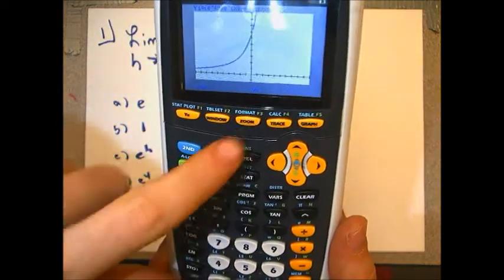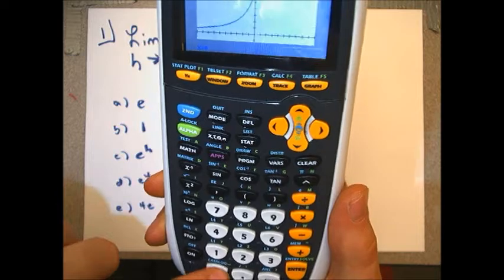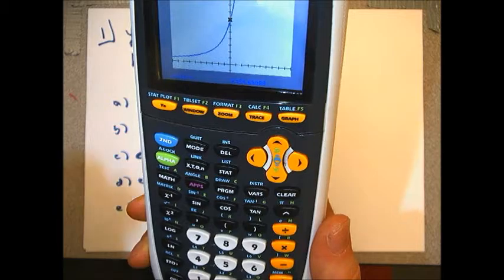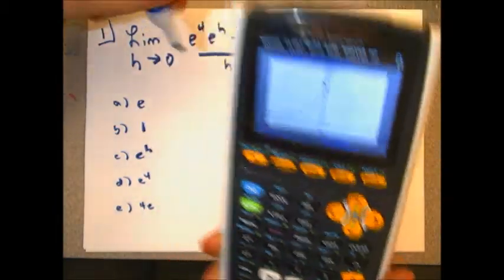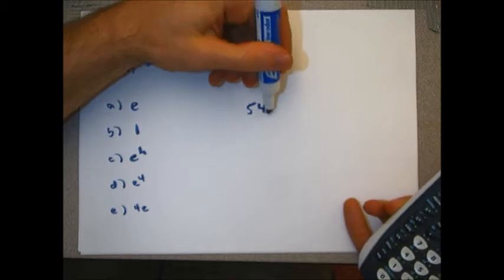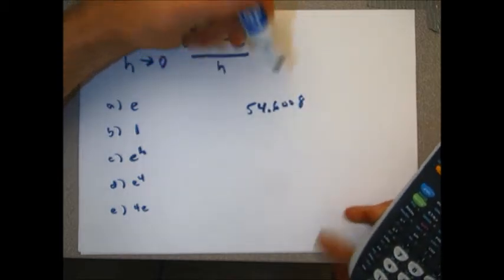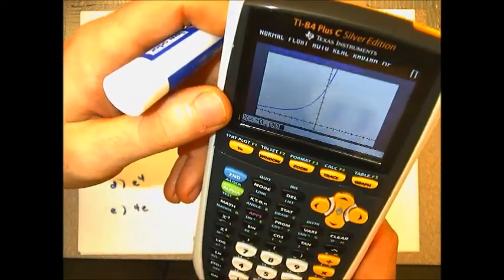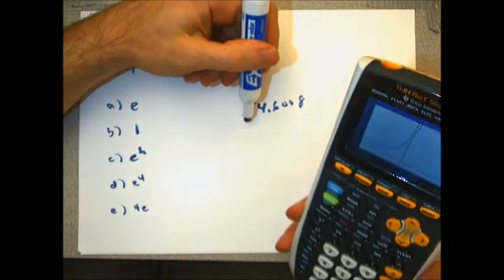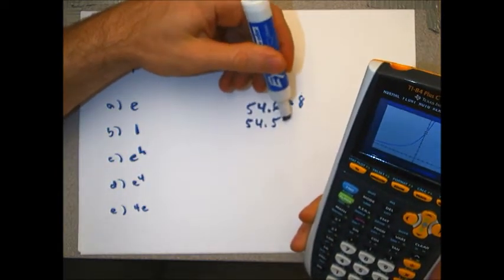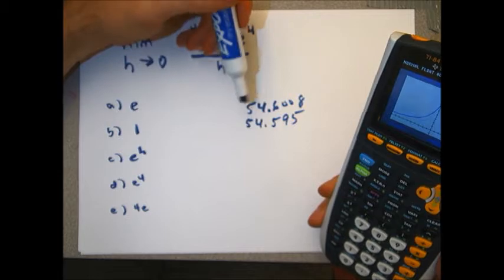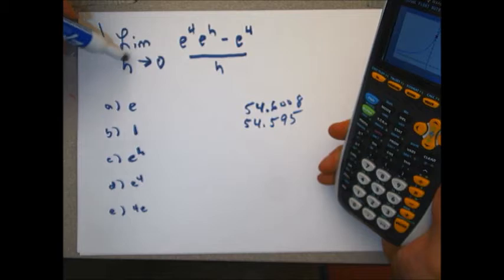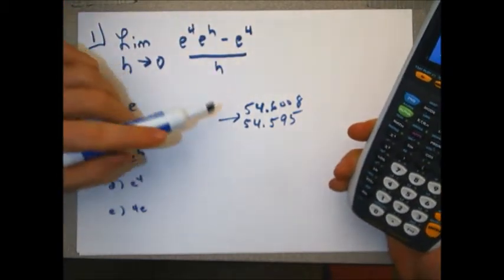But since I'm trying to get really, really, really close to 0, I'm going to trace to 0.0001. And when I hit enter, you'll see on your calculator it gives you 54.6008. And if I trace to negative 0.0001, you'll see it's pretty much the same answer, 54.595. Again, about the same answer. So if I want the limit, I know the limit now as h approaches 0 is approximately 54 point whatever.